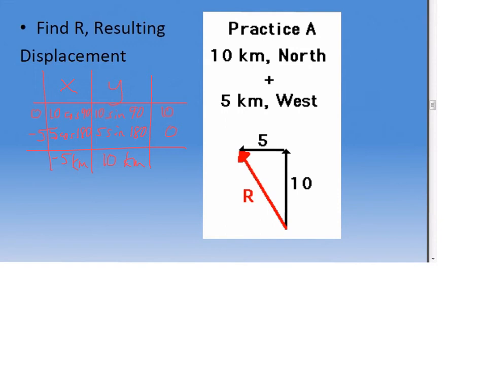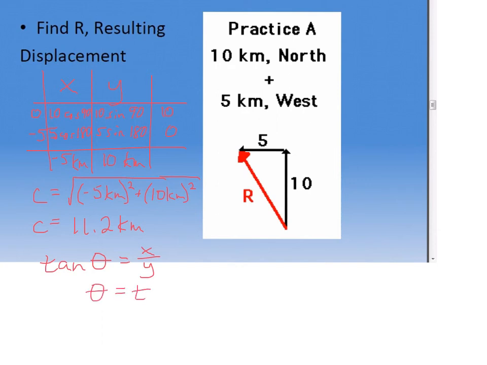We will now use these two values to figure out the magnitude and direction of the resultant vector using Pythagorean theorem and then the tangent of the angle. The magnitude will be 11.2 kilometers. For the direction of the resultant, we will take the inverse tangent of y over x. Use your calculator to find the answer.